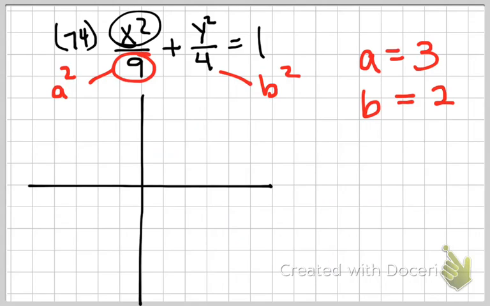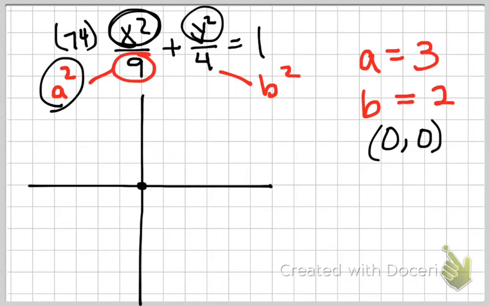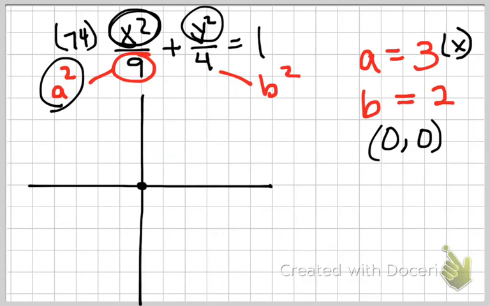So this is x squared and this is y squared, so this is going to be at 0, 0 for our center. Center is at 0, 0. And a squared is under x squared, so that tells me the 3 is going to go in the x direction. So from the center, I'm going to go 3 to the right and 3 to the left. And from the center, I'm going to go 2 up and 2 down. Connect these in an oval shape, and that shows me my ellipse.